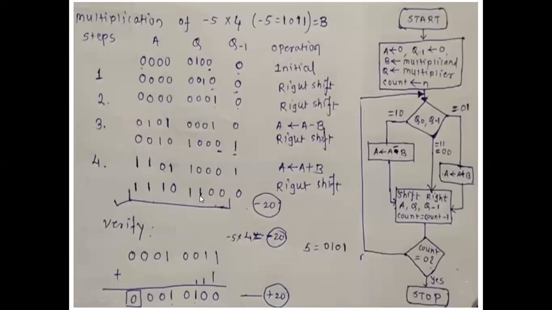The values of A and Q all together give the decimal value minus 20. So 5 into 4 is 20, and the sign representation, minus into plus, gives minus. So minus 20 is obtained here. To cross verify it, we can convert this value into 2's complement. While converting this to 2's complement, we get a positive sign with the value 20. Like this, the multiplication is carried out. Thank you.